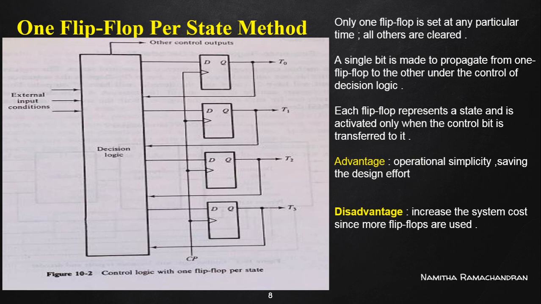Okay. So what is the advantage of this one flip-flop per state method? The circuit is very simple, and so designing such a system is very simple and effortless. But the disadvantage is that in this particular representation we have only 4 states. 4 flip-flops are available, so 4 different states can be represented. If we want to represent more states, in that case we need to attach more flip-flops. So if we want to represent more states, then the system becomes costly.